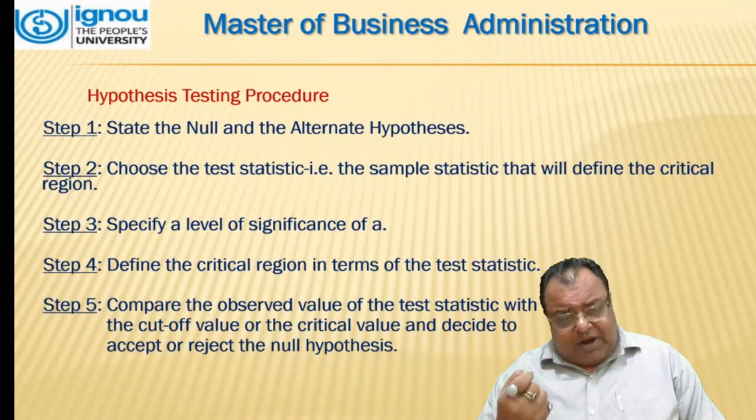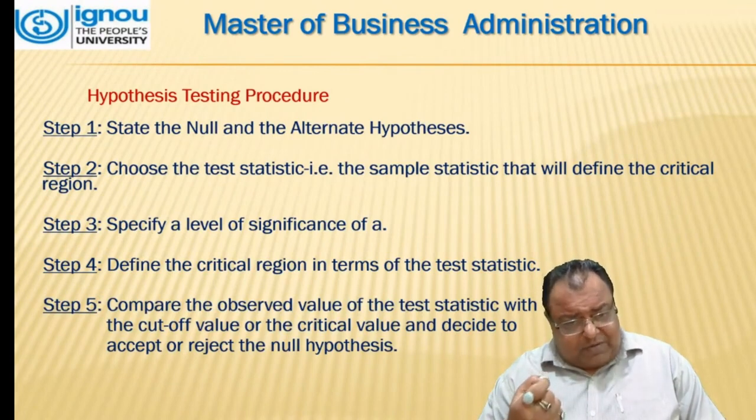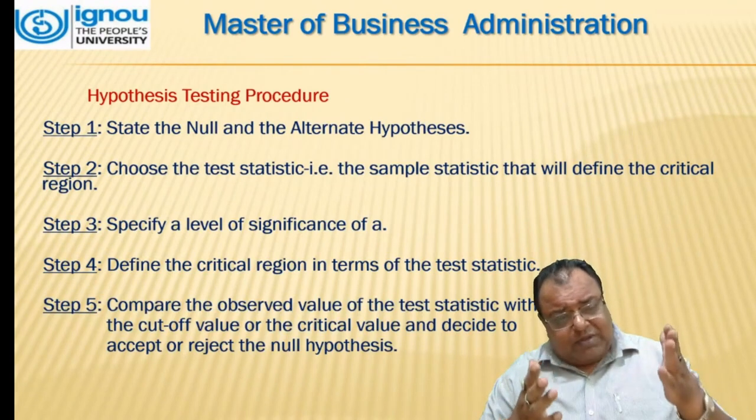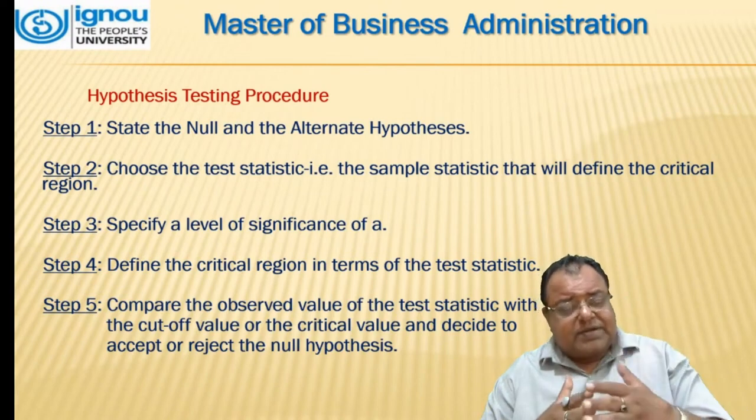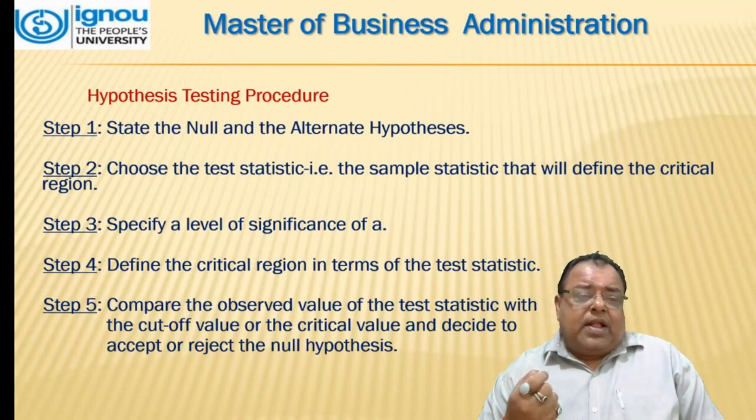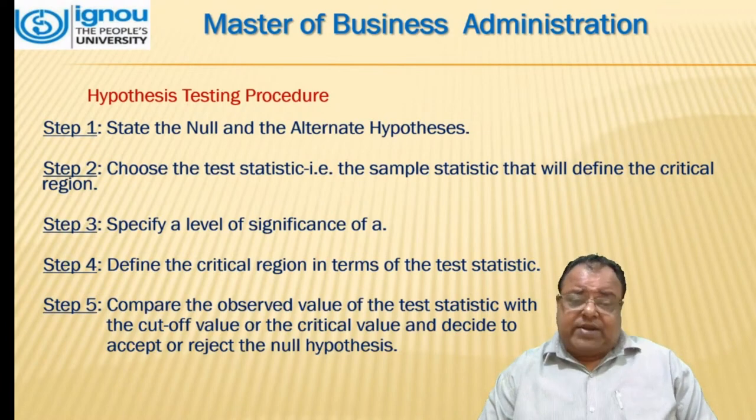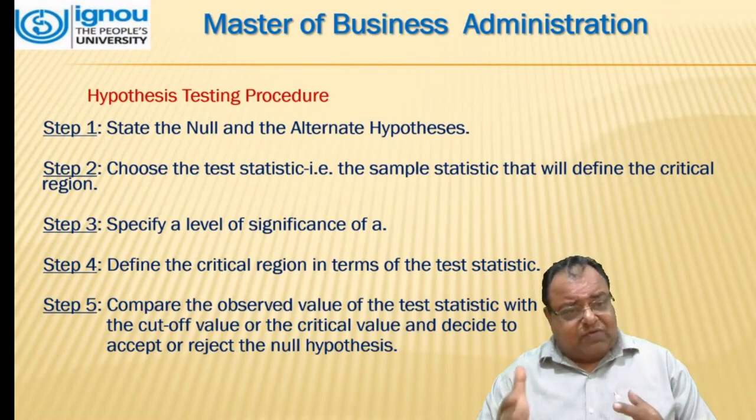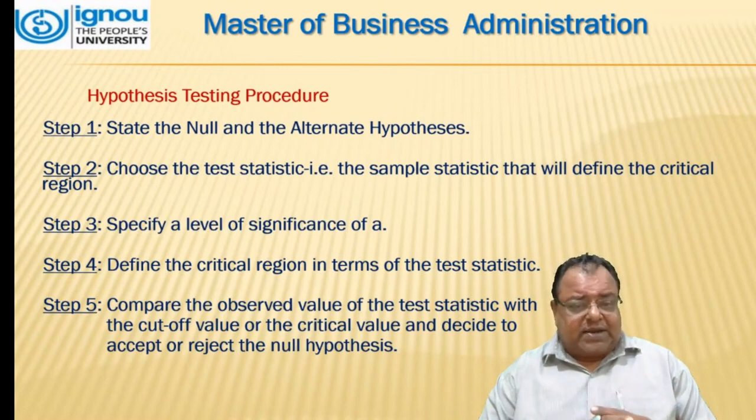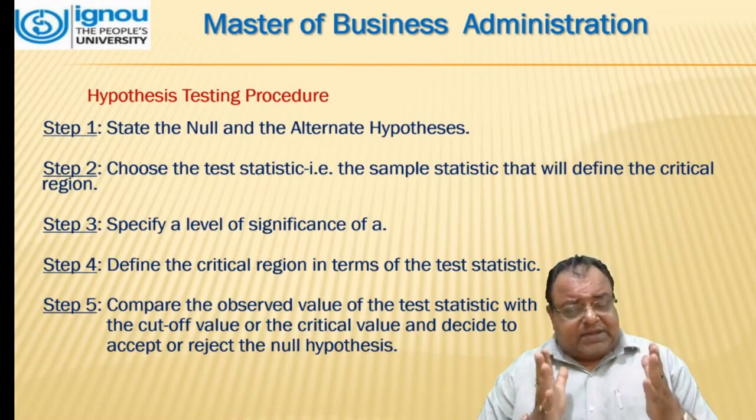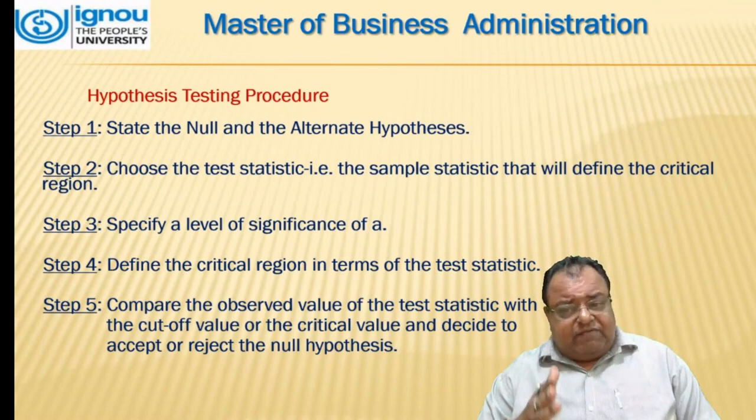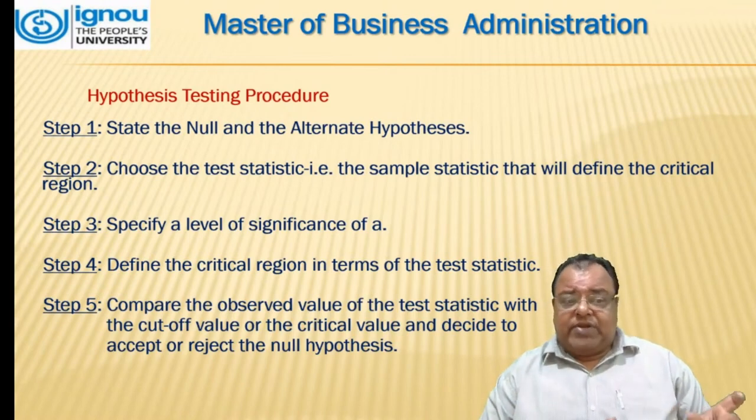Now I will tell you what the actual procedures are, what we are doing when a problem is given to us. Step one is to state the null and alternate hypothesis as in H0 and H1. Step two, we choose the test statistic, that is, the sample statistic that will define the critical value.